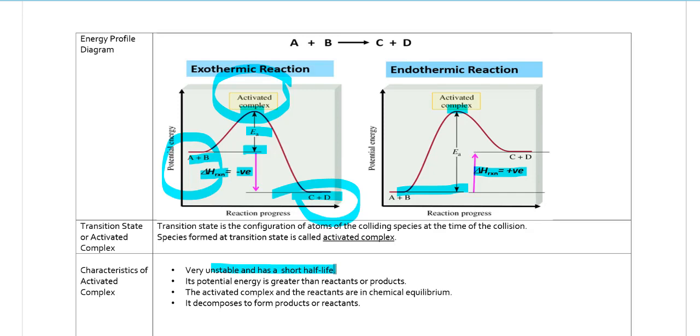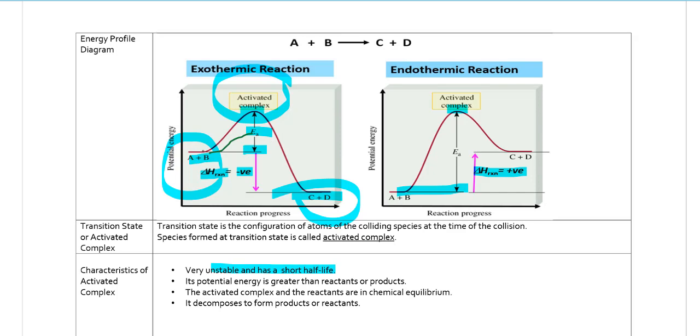Very, very unstable. A reactant will collide with another reactant, so it will form a molecule that exists for a very, very short period of time. The molecule is unstable, and then it will convert to product. If A and B collide and the kinetic energy is lesser than the activation energy, so kinetic energy dia bawah daripada activation energy, dia takkan converted, takkan pergi ke produk.